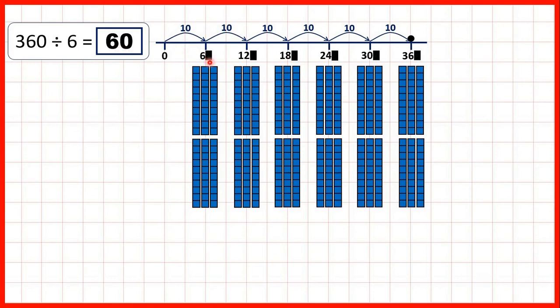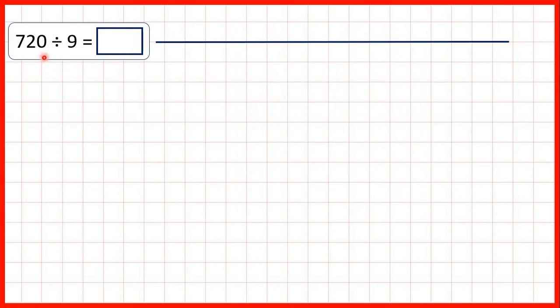And again, we can spot counting in steps of 60 is the same as counting in steps of 6, but with a 0 in our ones digit. Then we had 720 divided by 9. That's 80 because 72 divided by 9 is 8, and then we need our end zero.